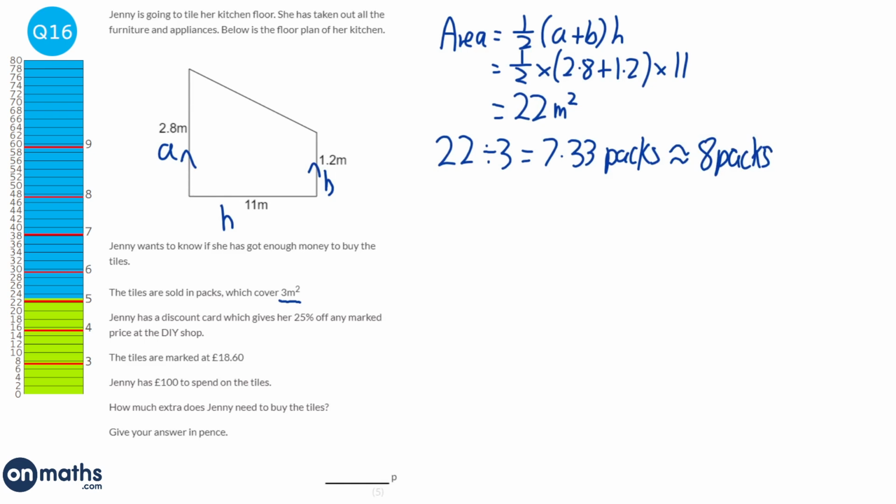Okay, the next thing we look at is the fact that Jenny has a 25% discount. So we need to find out what a 25% discount would do to the £18.60 for the pack of tiles. And so what we're going to do is get the £18.60 and times it by 0.75. So we're just going to find 3/4 of it because she has a 25% discount, and that would be 1,395. So the tiles are going to cost £13.95.